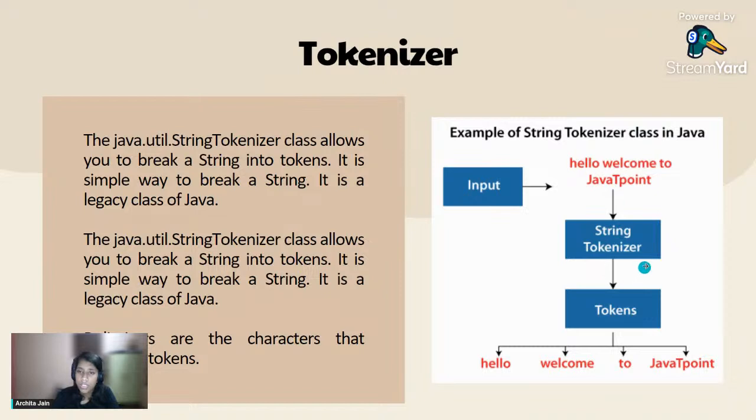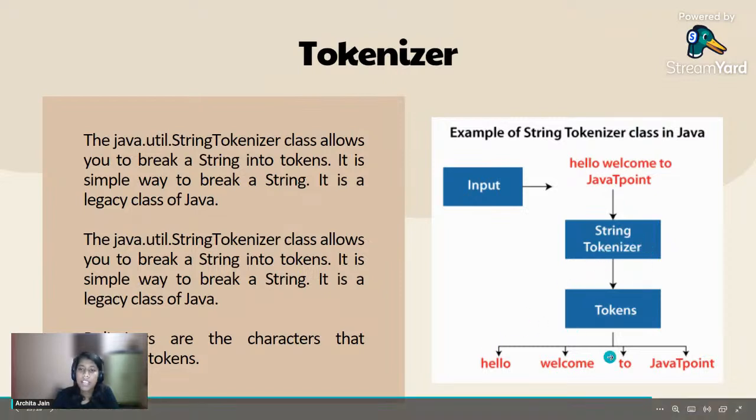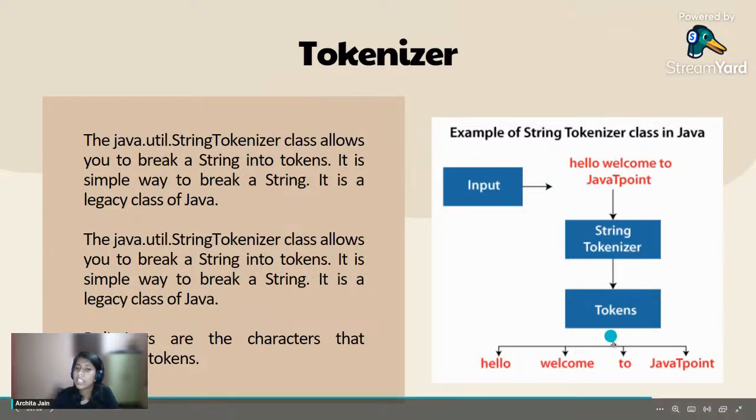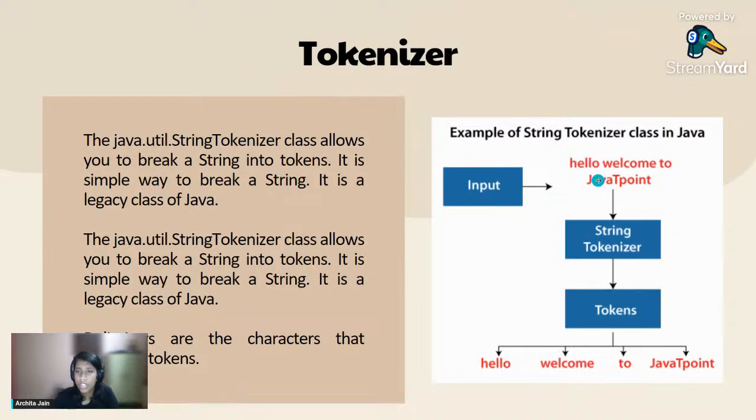What this string tokenizer is doing is dividing the string into many subparts, like different tokens. Hello is a token, welcome is a token, to Java t point, all these are being divided. These are the tokens. A tokenizer basically divides your string into different tokens. And the main thing is that it is included in the class java.util.StringTokenizer. This is the class that we use to define a tokenizer, right?